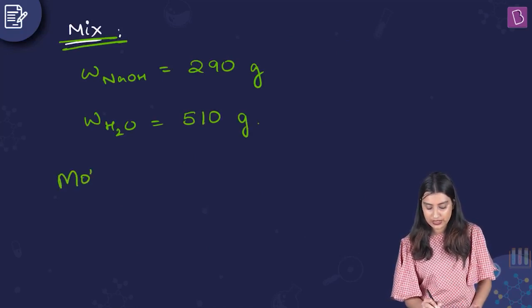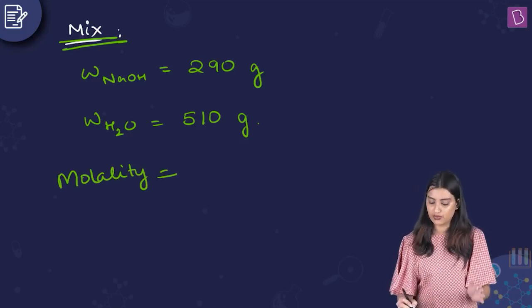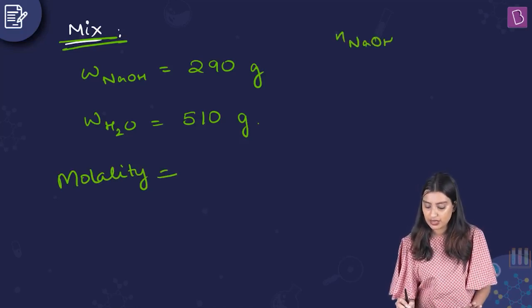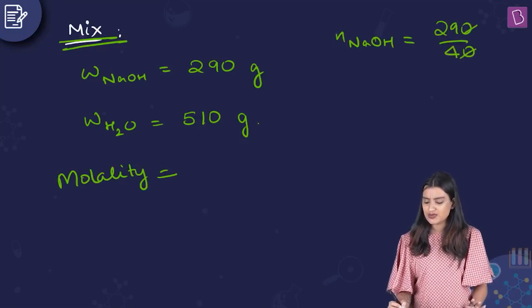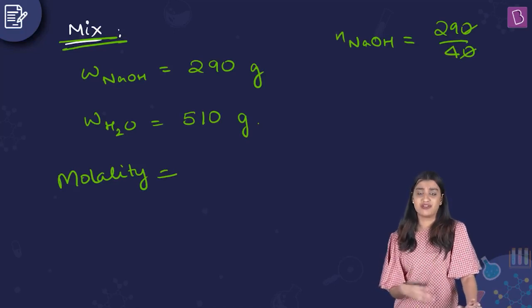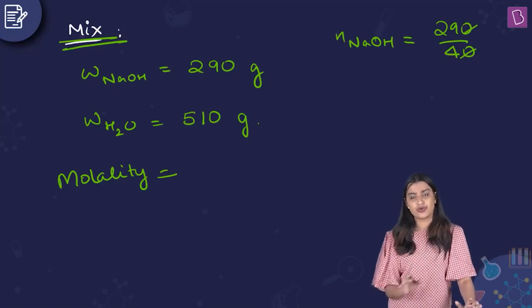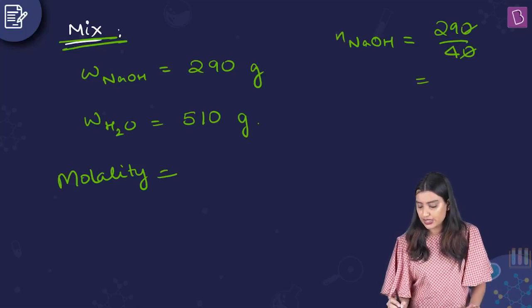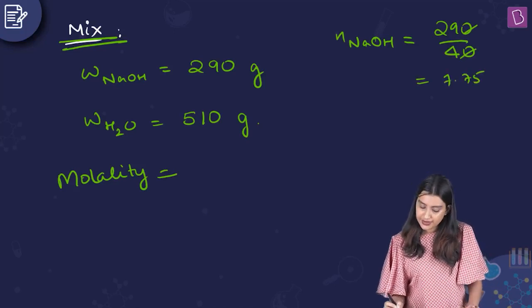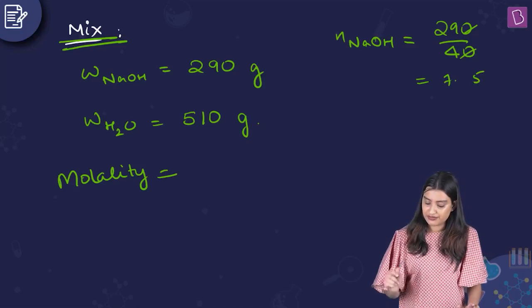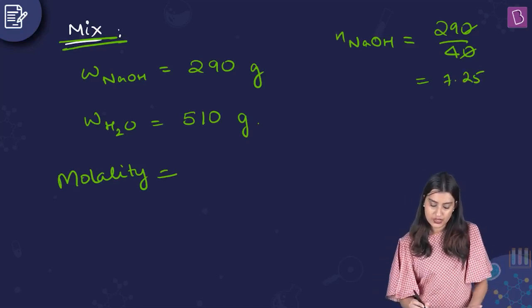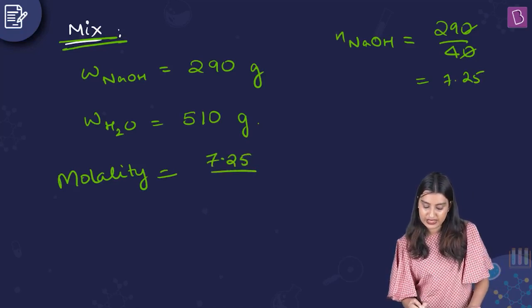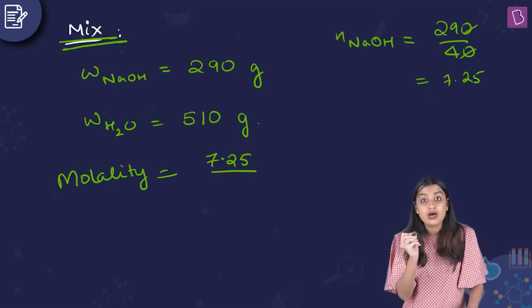Now let's get down to calculating molality. You have to find out number of moles of NaOH. So if you want, you can find it out here itself. Number of moles of NaOH is going to be 290 by 40. Okay. Keep it as 29 by 4. If you want to simplify, you can simplify it. Whatever you want to do, it's up to you. If you want to simplify, sure, we can write it as 7.75. Oh, sorry, 7.25. Okay, 7.25 moles of NaOH. Done.